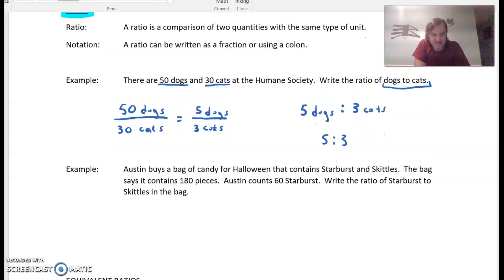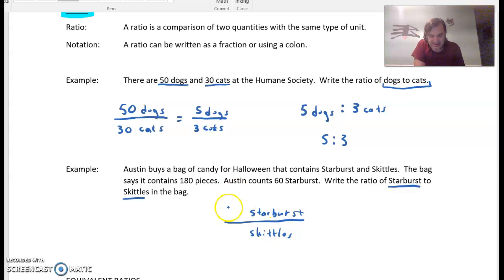Okay, the second example here, we're still going to be writing it, but I've included it because it's a little bit different. It says, Austin buys a bag of candy for Halloween that contains Starburst and Skittles. The bag says it contains 180 pieces. Austin counts 60 Starburst. What is the ratio of Starburst to Skittles in the bag? So if we're going to write this thing as a fraction, we need Starburst on top and Skittles on the bottom.